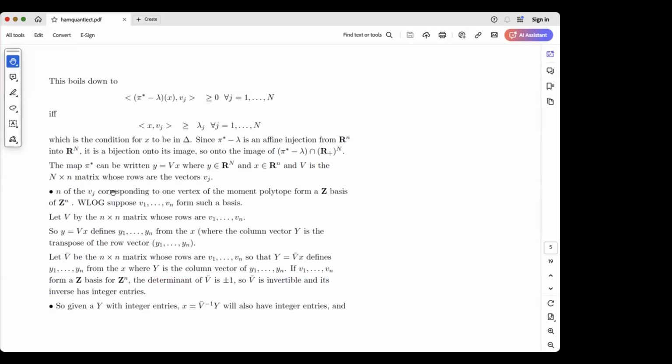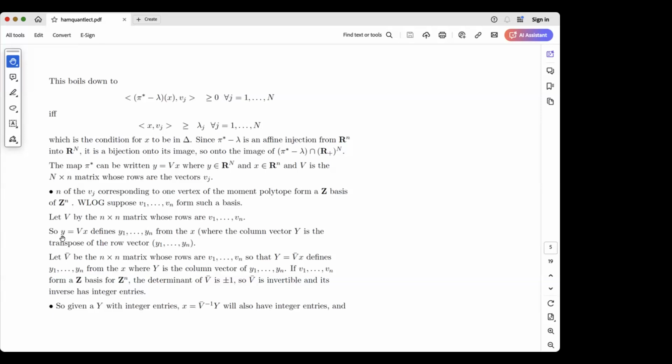N of the v sub j, corresponding to one vertex of the moment polytope, form a Z basis of Z to the n, Z to the little n. So without loss of generality, we can assume that v1 up to v little n forms such a basis. So let V be the n by n matrix whose rows are v1 up to vn.